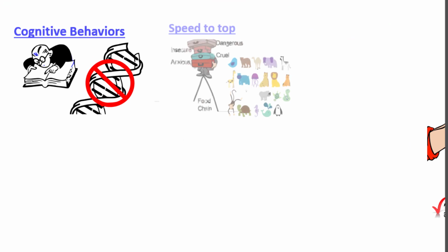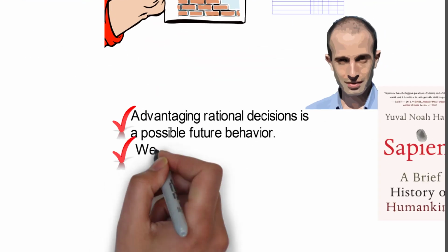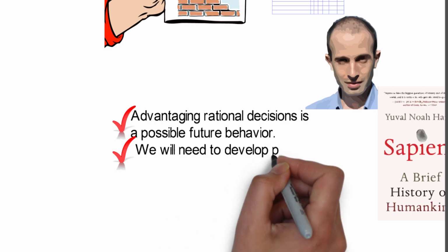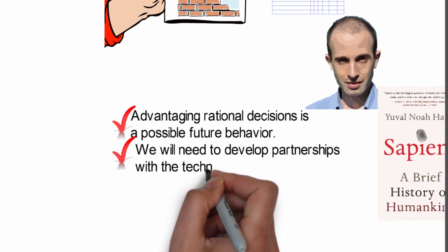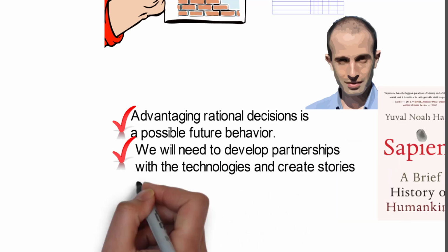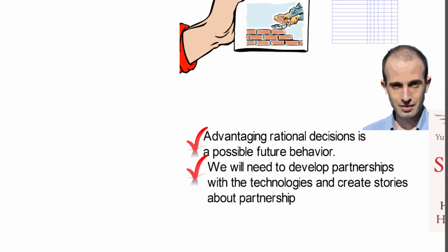Then he talks about the speed to the top. We got to the top of the food chain too quickly in evolutionary terms. And rather than becoming majestic stewards of the planet, we are still dangerous and cruel. Along with that, the other species on the planet have not had proper time to adjust to our dominance, and we are driving many of them extinct. Again, why is this important? Because we will need to actually develop a partnership concept with the technologies and create stories about that partnership itself.